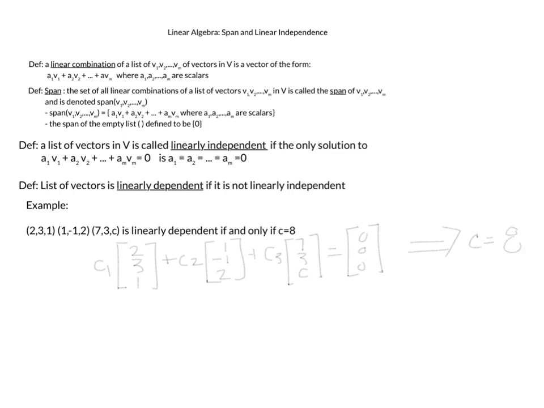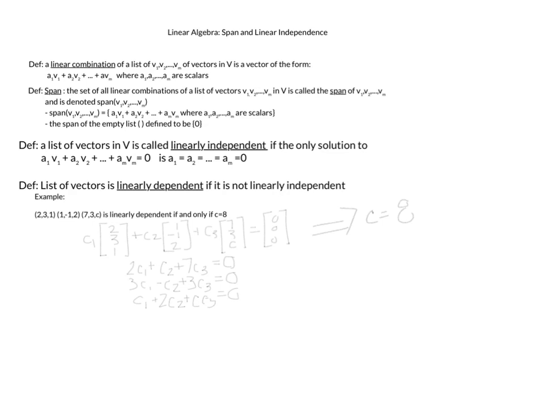So when I looked at this, remember, we can also view this as a system of linear equations. So here are the linear equations I have. I have my 2c1 plus c2 plus 7c3 equals 0. I have my 3c1 minus c2 plus 3c3 equals 0, and my c1 plus 2c2 plus c3 equals 0. So one of my least favorite things to do is solve systems of equations, but here we go.